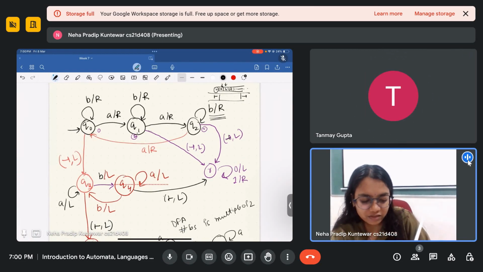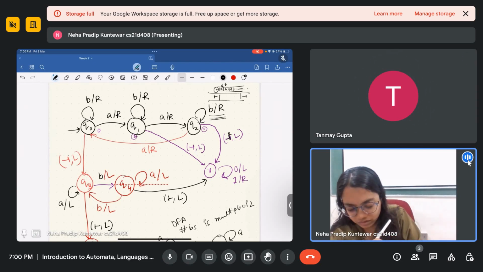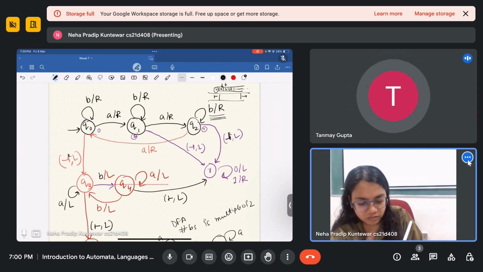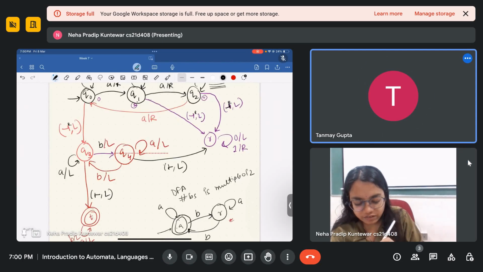This is the right hand marker for me in this example, so maybe I'll just write superscript R. Okay, understood. And here this is the left hand marker.